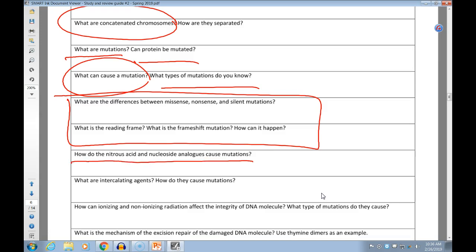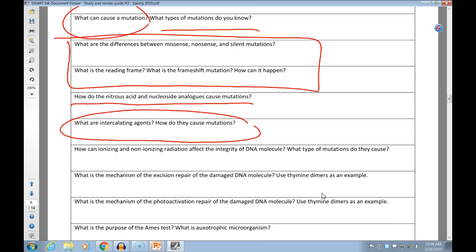Nitrous acid, nucleoside analogs. All you need to know, they cause point mutation. Intercalating agents. They stick themselves between the nucleotide pairs. Ionizing radiation. Double-strand breaks. Non-ionizing radiation. Thymine dimers. They can cause either point or frame shift.